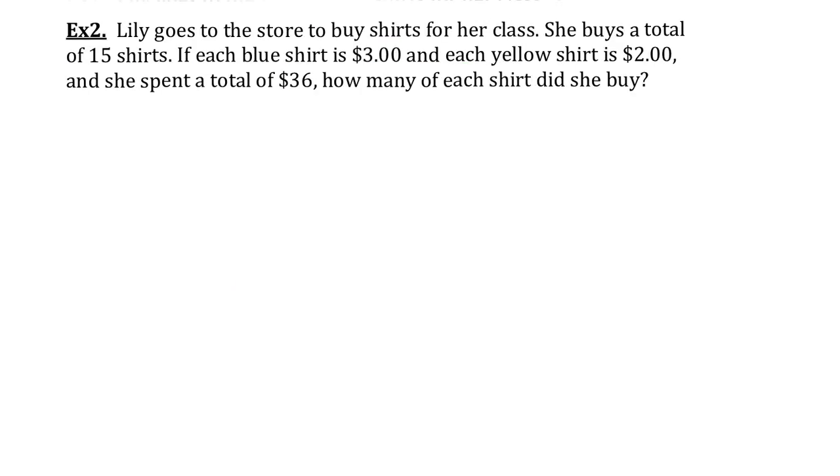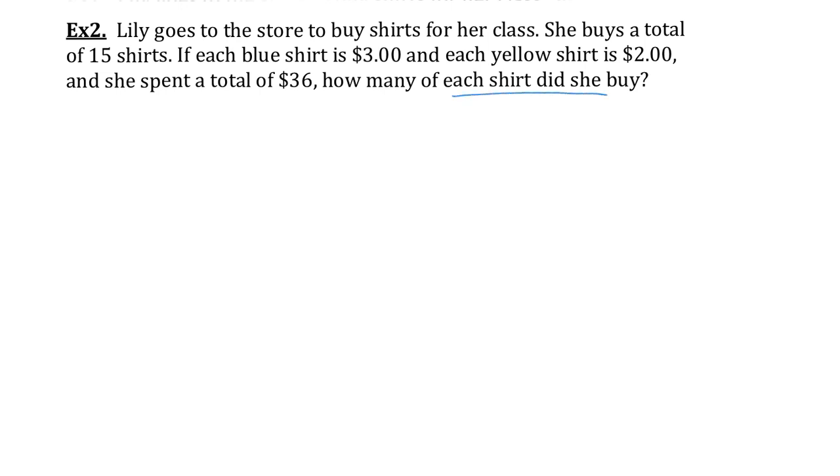Okay, let's try the next example. We're going to do all the same steps. And then we'll look for the information. So first thing, let's read it, and then we'll look for the variables. Okay, Lily goes to the store to buy shirts for her class. She buys a total of 15 shirts. If each blue shirt is $3 and each yellow shirt is $2, and she spent a total of $36, how many of each shirt did she buy?